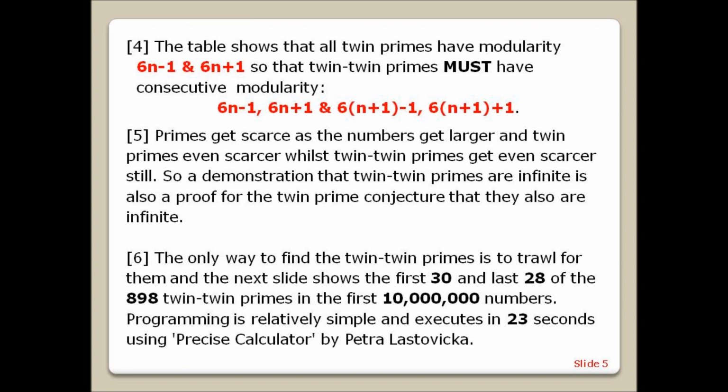6. The only way to find the twin primes is to trawl for them, and the next slide shows the first 30 and last 28 of the 898 twin primes in the first 10 million numbers. Programming is relatively simple and executes in 23 seconds using Precise Calculator by Petra Lastovica.